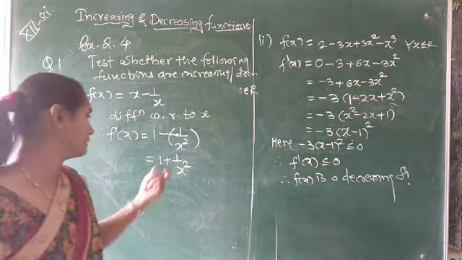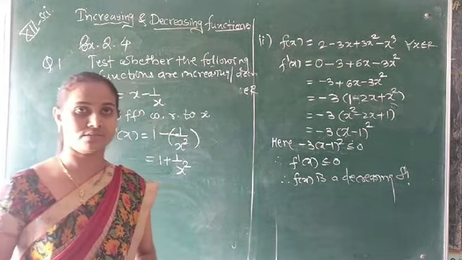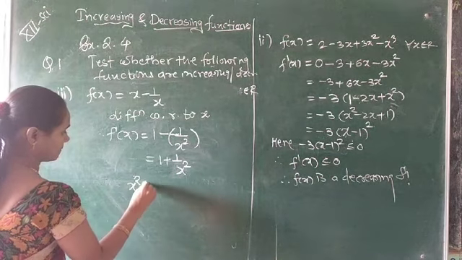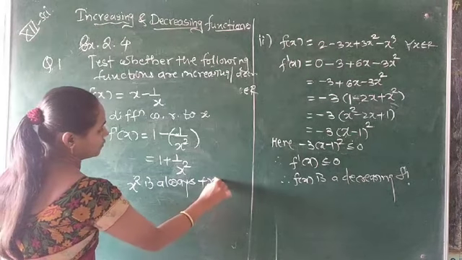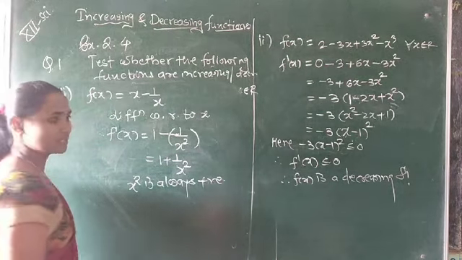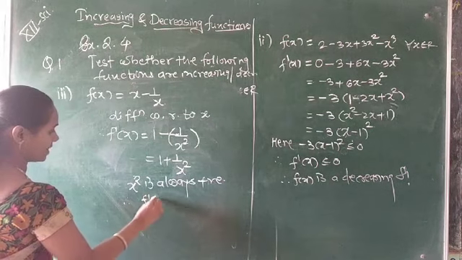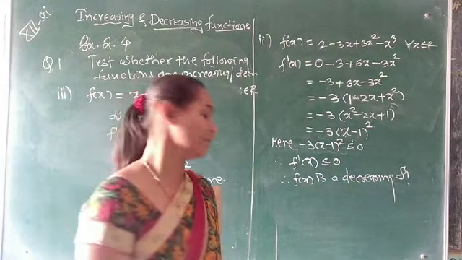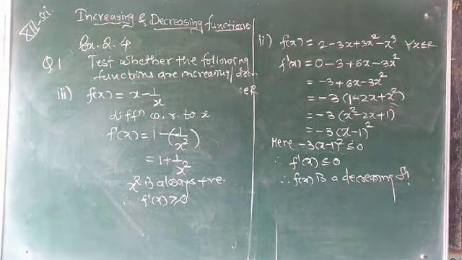Now look here. The 1 is positive and here x square. So x square is always positive since the square of every term is always positive. Therefore, 1 upon x square is always positive. Since f dash of x is greater than or equal to 0, the function is an increasing function. Therefore, the third function is also an increasing function.